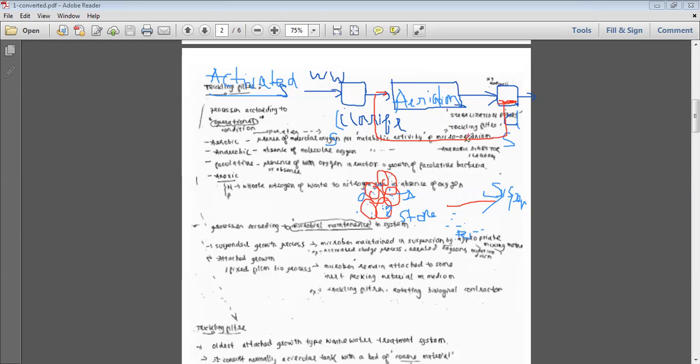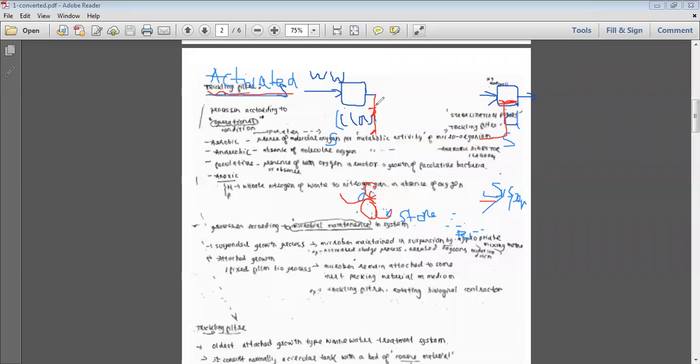From here we recirculate part of the microbes to the initial flow where it's happening. We recirculate back. That is why it is denoted as the activated sludge process. I hope you have understood now. I will try to clear this up. This is the only principle.